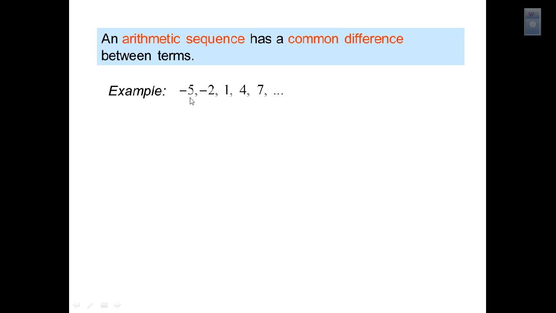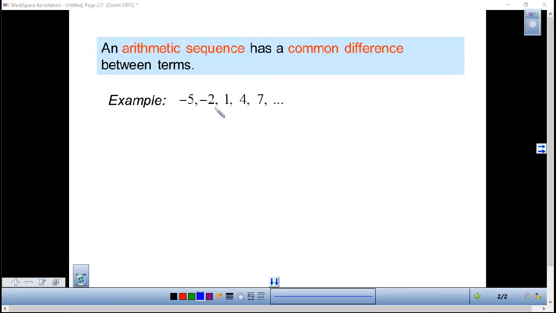For example, if we have the sequence -5, -2, 1, 4, and 7, when we look at this one, what is -2 minus -5? Well, -2 plus 5 is going to give you 3. 1 minus -2 is going to give you 3. 4 minus 1 is going to give you 3. And 7 minus 4 is going to give you 3. So the common difference, signified by a lowercase d, for this sequence is 3.